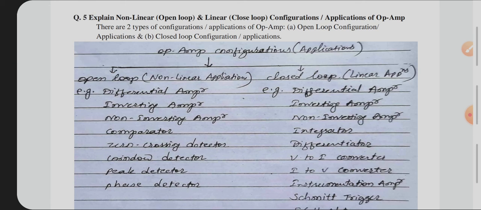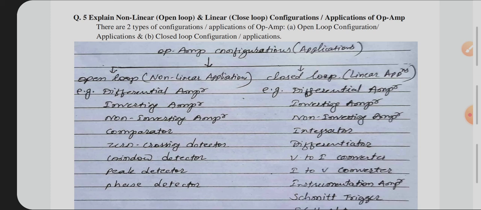Op-amp applications can be divided into two categories: linear applications of op-amp and non-linear applications of op-amp. Linear means the applications which are with feedback, that means closed loop applications, and non-linear means the applications with the open loop configurations, means no feedback. We know that there are two types of feedback: positive feedback and negative feedback.